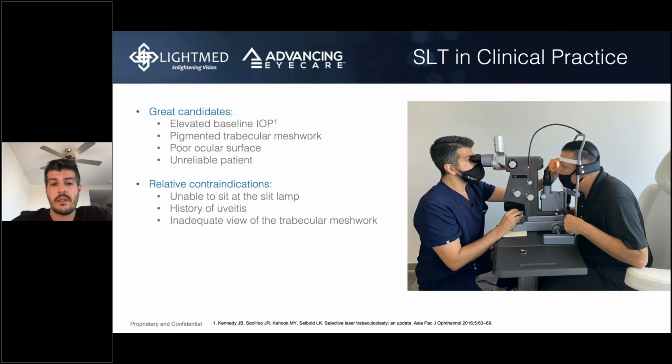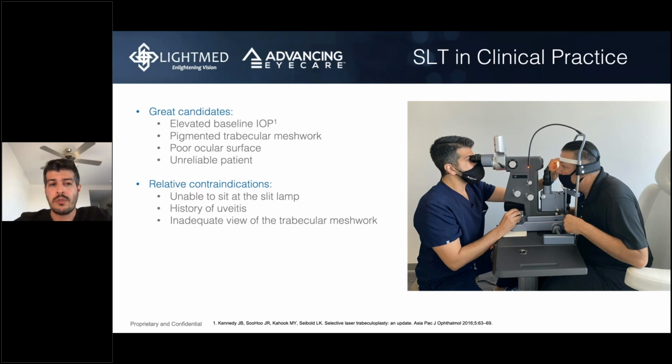Anyone with poor ocular surface, someone whose ocular surface is already beaten up, I don't want to throw a glaucoma eye drop on it, SLT is a great option. And any patient that you just know they're not reliable, they've missed a few visits, you've had them on a few drops, compliance is an issue, that's exactly the type of patient you want to do SLT on.